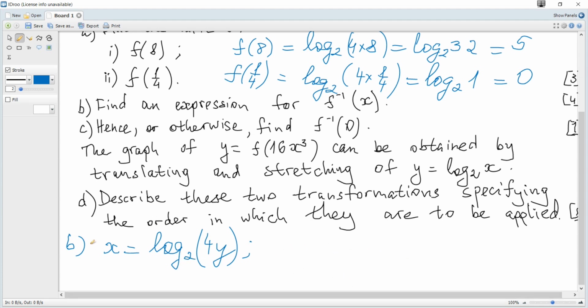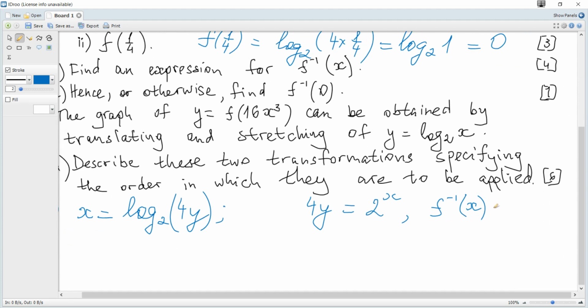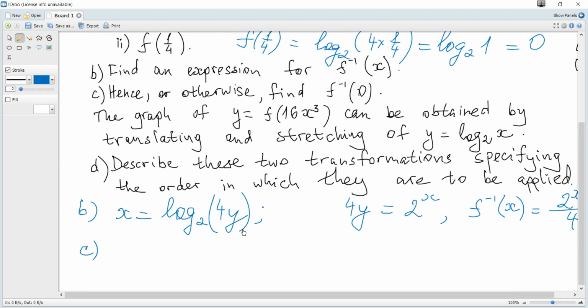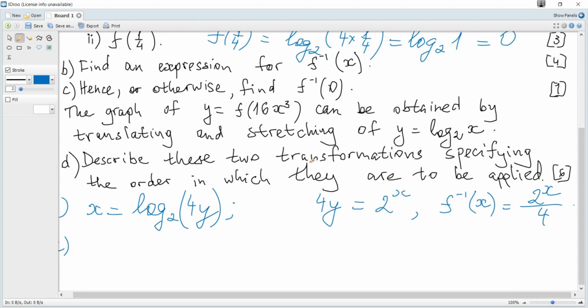So it becomes 2 to the power of x is equal to 4y. 4y is 2 to the power of x, and y is 2 to the power of x over 4, and this y is the required expression for the inverse. So we can write that the inverse of f of x is equal to 2 to the power of x divided by 4. And then, hence, or otherwise, find the inverse of f of 0.